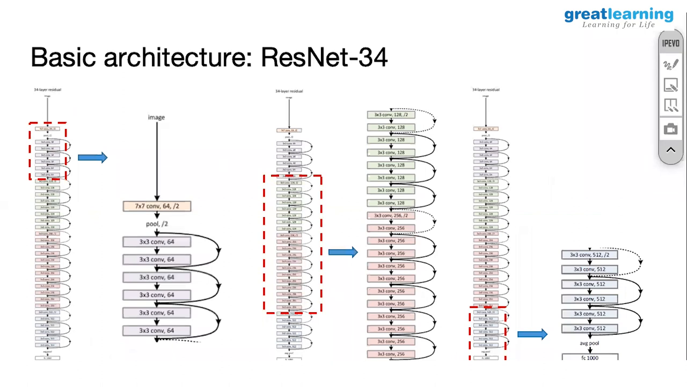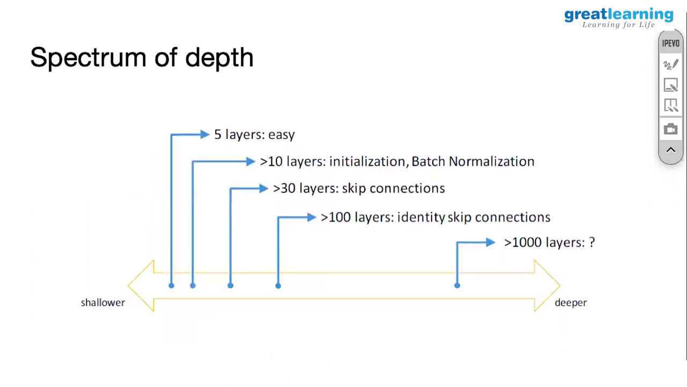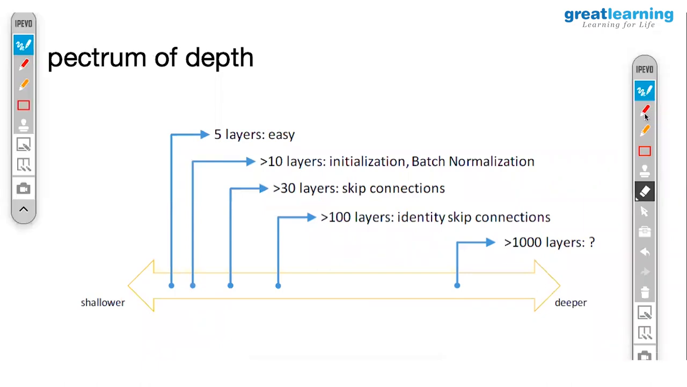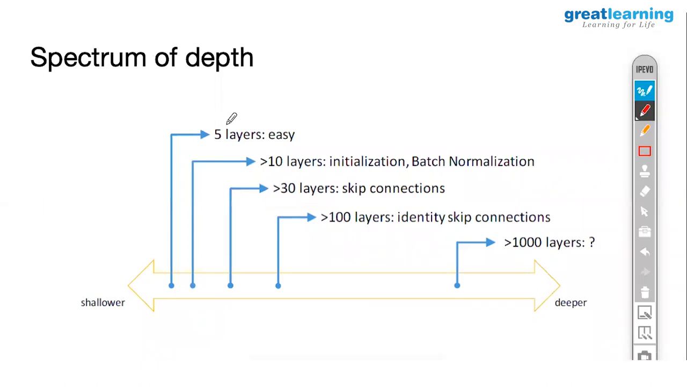Perfect. So this is the expanded or zoomed version of ResNet 34. The 34 represents how deep the network is. Now, coming to how to decide how many layers to take. So very simple. If you have around 5 layers in your network, it's a very easy network. It's not a deep network at all.